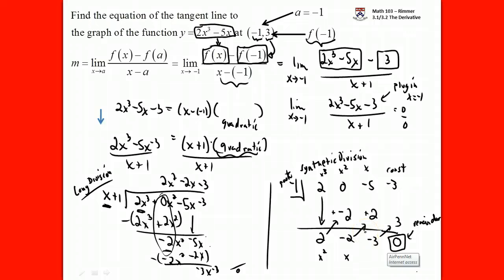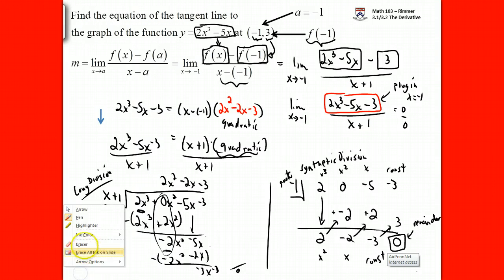The moral of the story is that mystery quadratic that we were looking for. The mystery quadratic is exactly 2x squared minus 2x minus 3. That's the mystery quadratic that we were looking for. So now we know how this guy factors. This guy factors to be x plus 1 times that quadratic. And we can cancel now the x plus 1s.